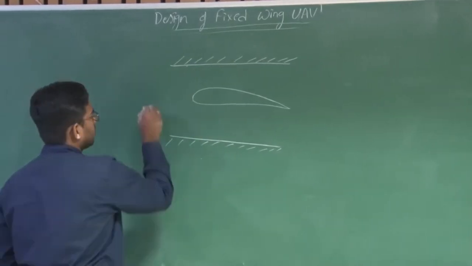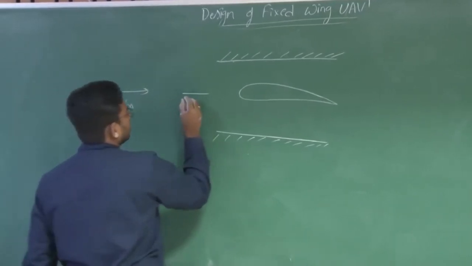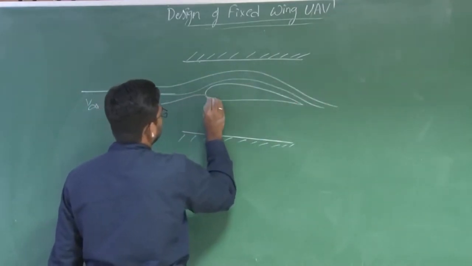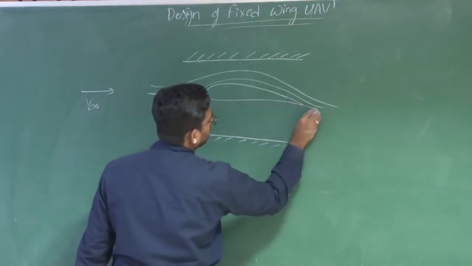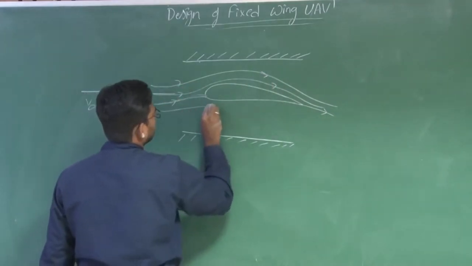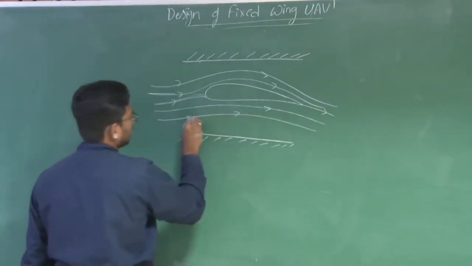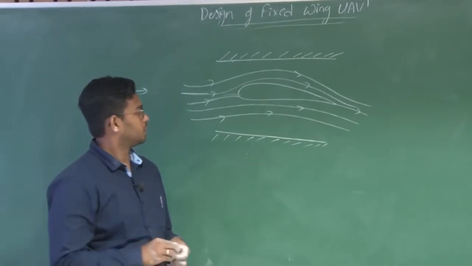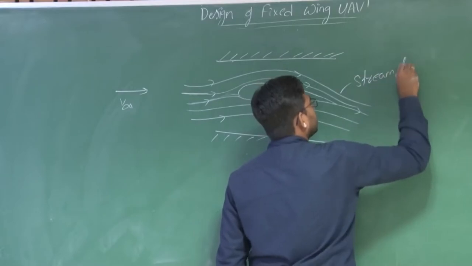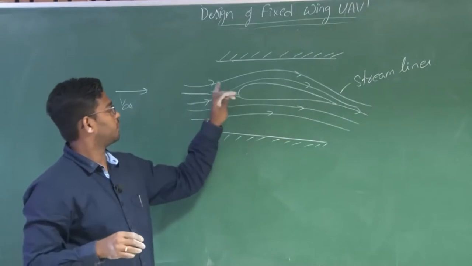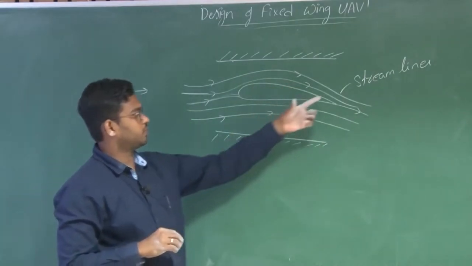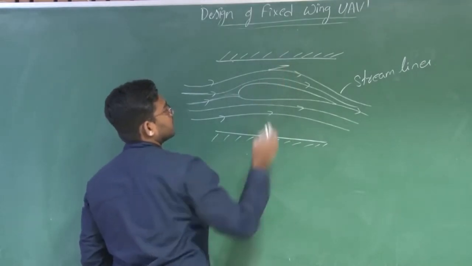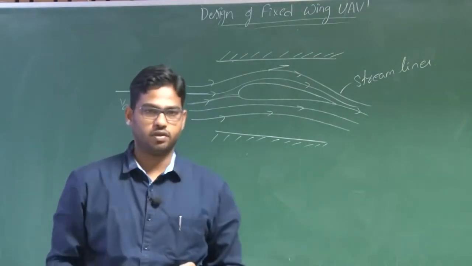Now say there is a flow over this aerofoil. Whenever we say flow, we draw this kind of lines. What are these lines? They are called streamlines. It is assumed that the fluid particle will move along this streamline. It's a path traced by the fluid particle, in which if you draw a tangent at each and every point, it gives you the direction of velocity at that particular point.